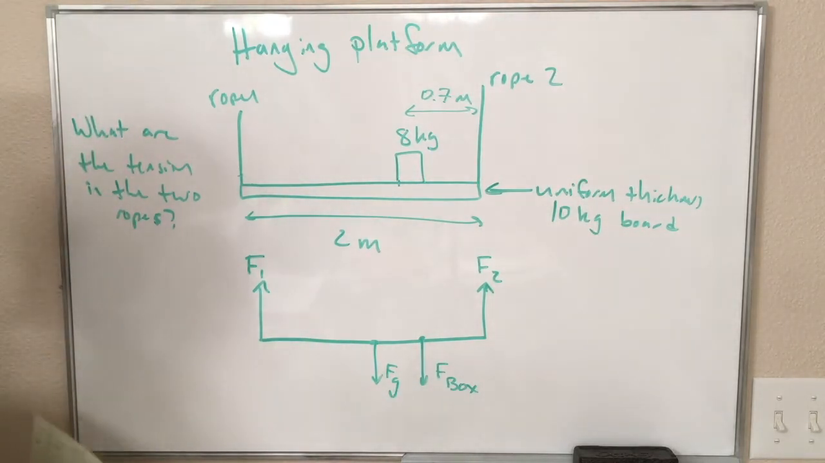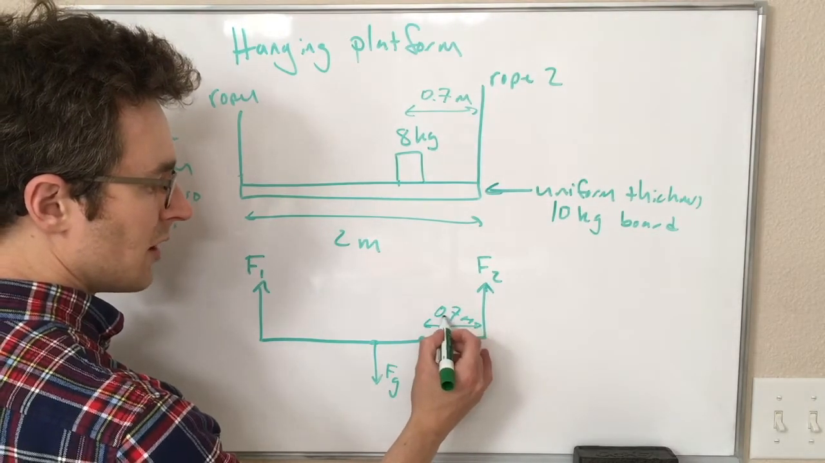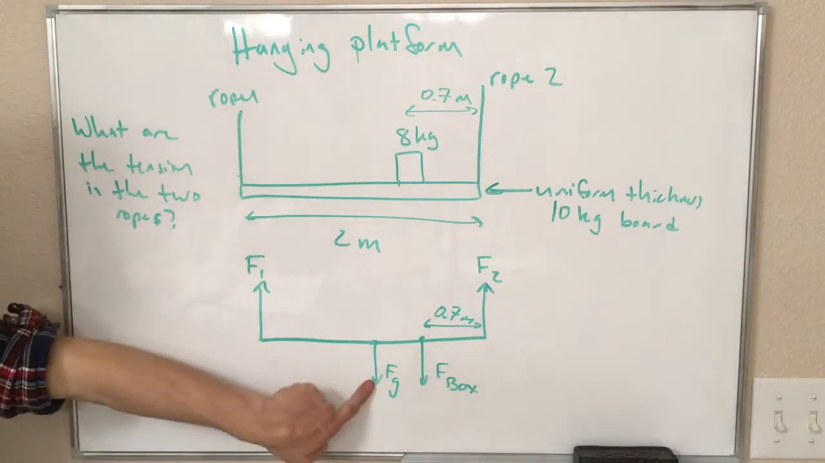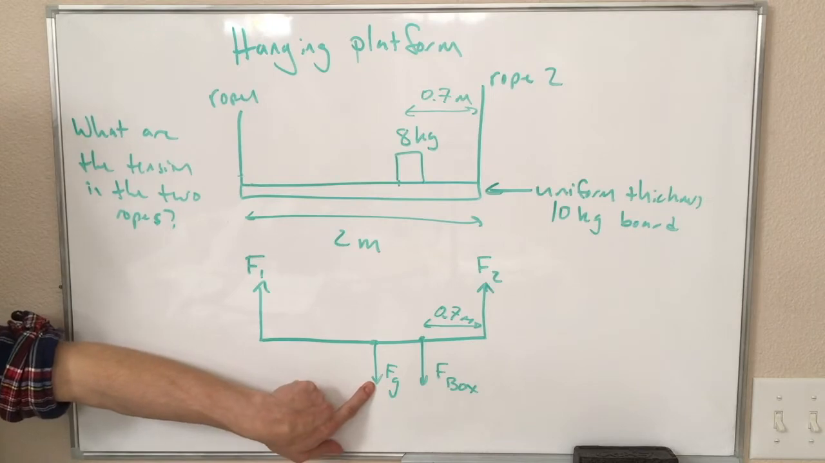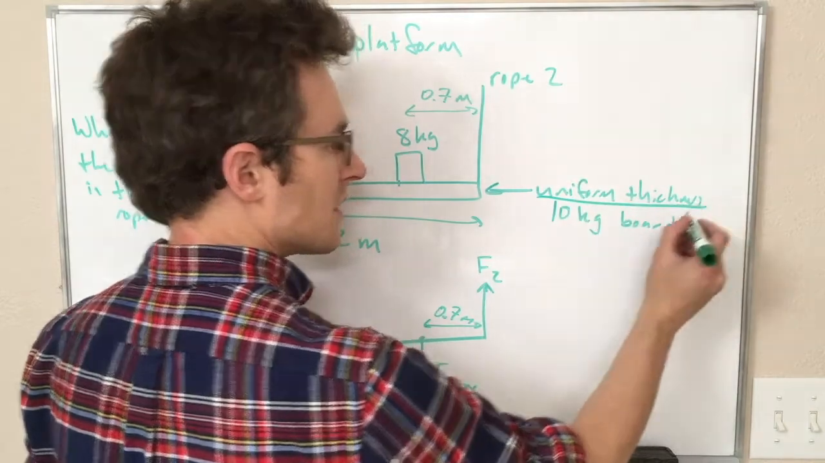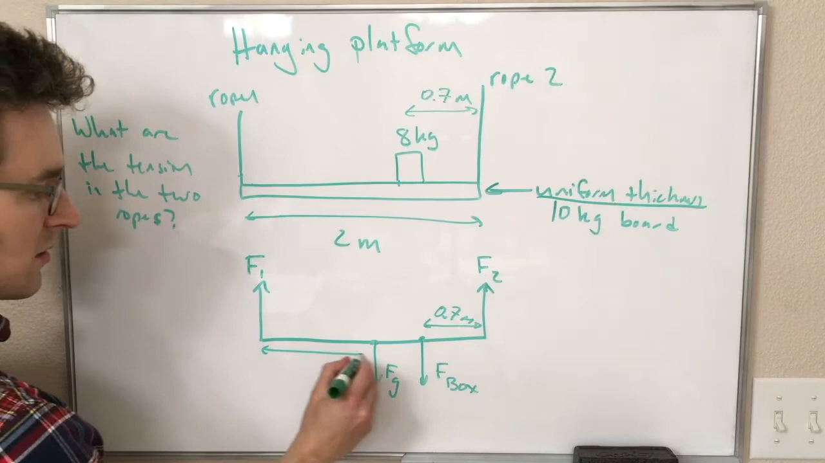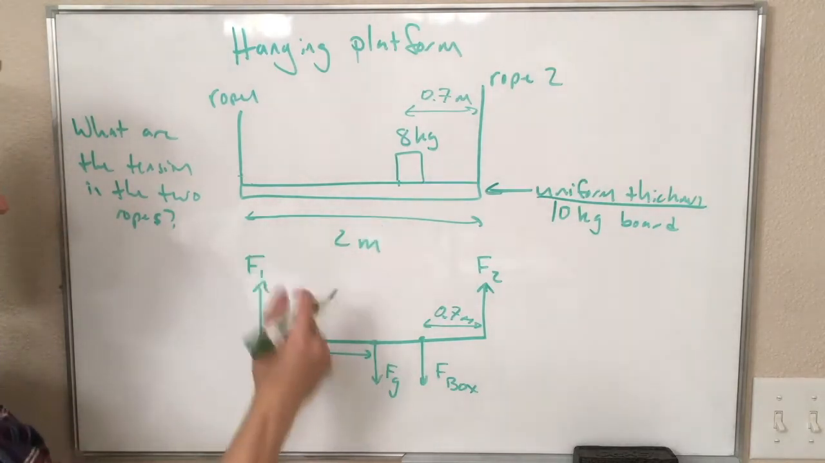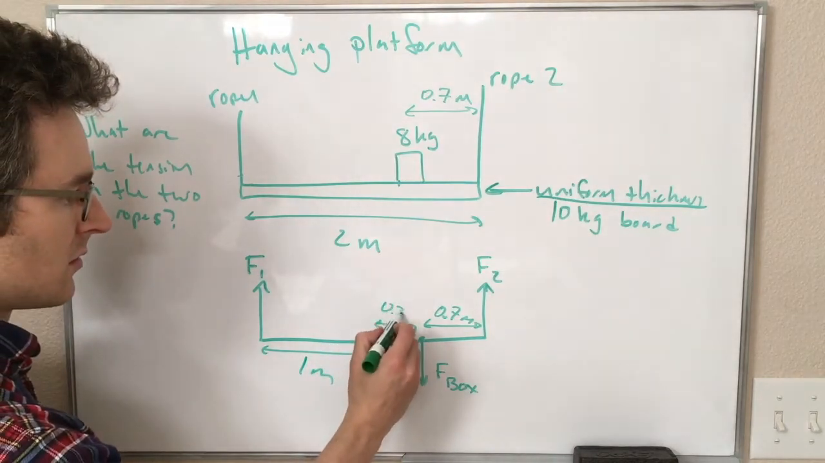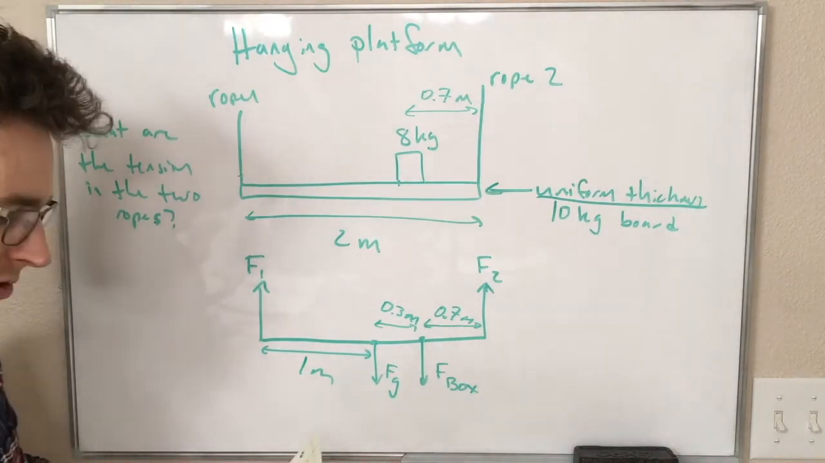Now, we know some of these distances. We know this distance is 0.7 meters. We can label these on the free body diagram since we'll want to know them. Where is the force of gravity acting on the board? Well, it is uniform thickness, which tells us the center of mass is in the middle, so this distance is half of the 2 meter length of the board, which is 1 meter, which leaves this as 0.3 meters, and now we know where everything is.